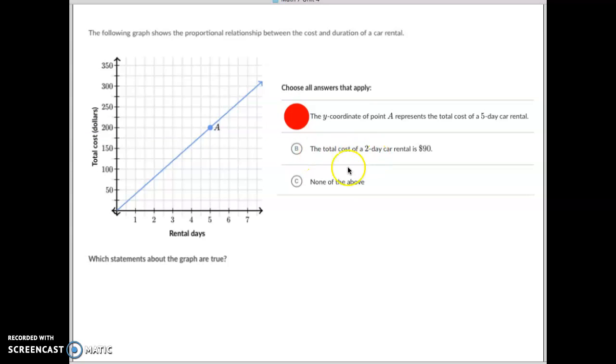The total cost of a 2-day rental, so 2 days right here, the 2-day rental would be $90 they're saying. Well, if I pull that over, notice how it goes up 25, 50, 75, 100. If I pull this one straight up and then straight over where it connects, it crosses right there. It doesn't look very close to 90. And actually, notice how earlier I said 200 divided by 5 is 40? Well, 2 days, then 2 times 40 would be 80. So it's not $90. 2-day rental would actually only be $80. So that's our only answer there.